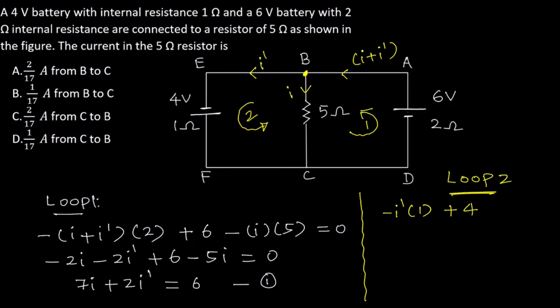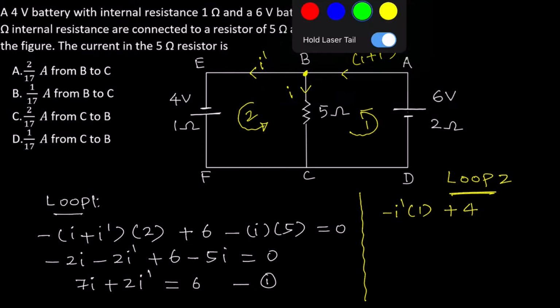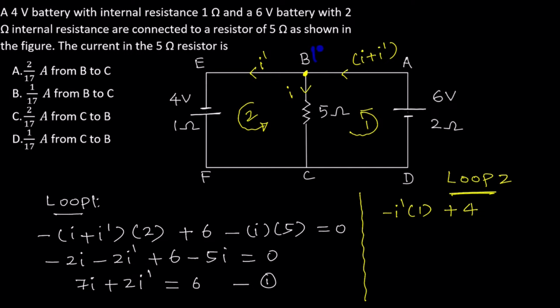Here for the second loop, I'm going across the 5 ohm resistor from C to B, right? So I'm walking against the current. The current is assumed to flow from B to C, so I have assumed B to be at a higher potential value. B is at a high potential value and C is at a low potential value. But I'm walking against the current, so I'm going from a low potential value to a high potential value. So that is a gain here. I hope you understand that.